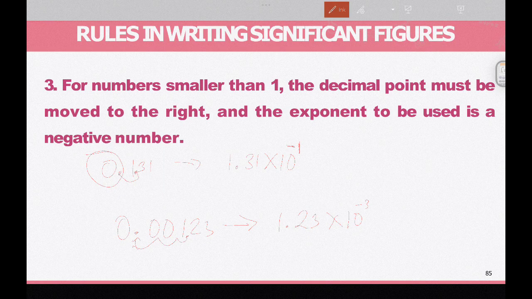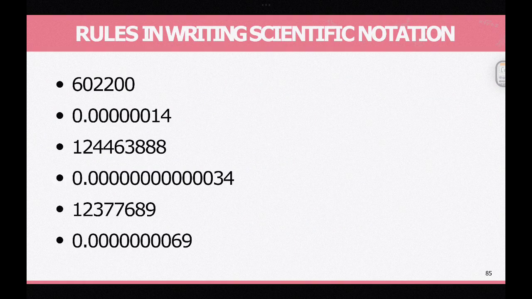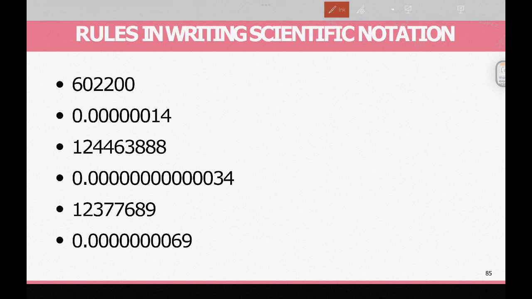Now, examples are here. So this is in standard form. Naka-standard form sila, and we're going to convert them into scientific notation. So first, we assume that there's a decimal point here. So we move it to the left. So 1, 2, 3, 4, and then 5. So the answer here is 6 times 10 raised to 5.